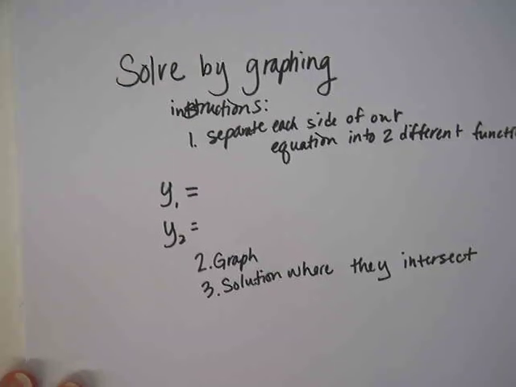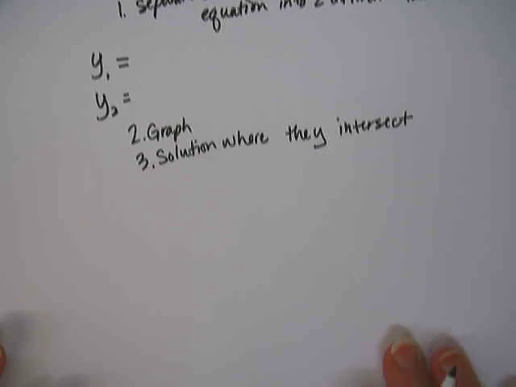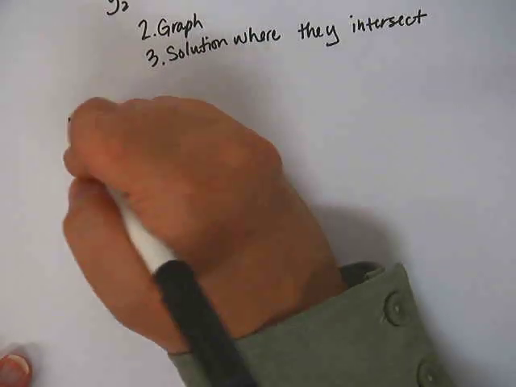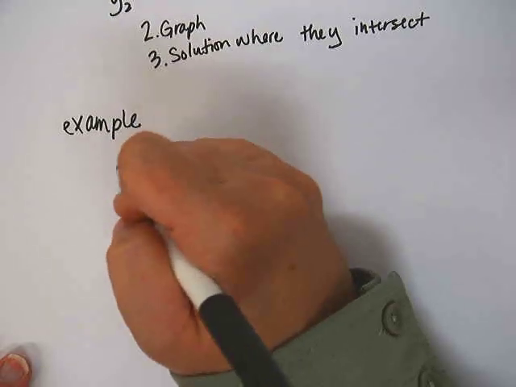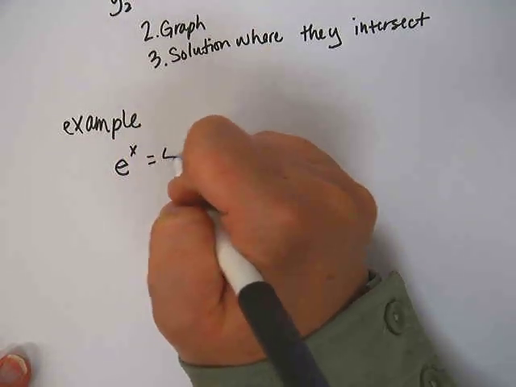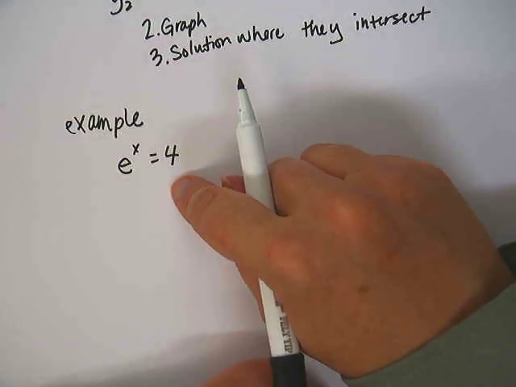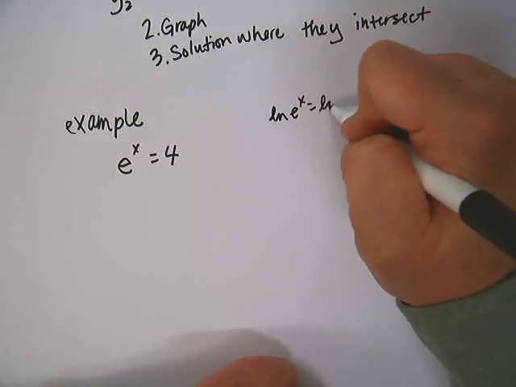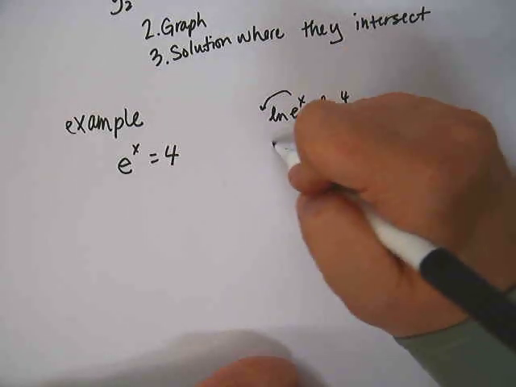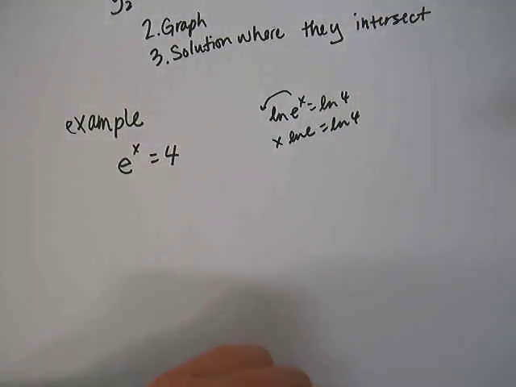Okay, let's try a problem together. Here's our example: e to the x equals 4. Now we could of course solve this using any of the methods we've learned today. Taking the natural log of both sides is a fabulous way of solving this. Natural log e to the x equals natural log 4. Move the x out here so we have x natural log e equals natural log 4.